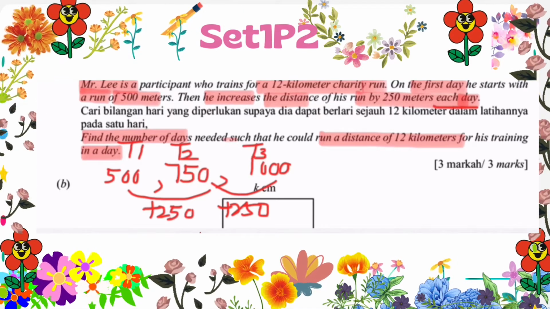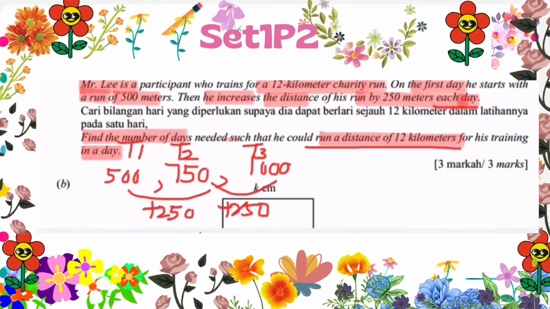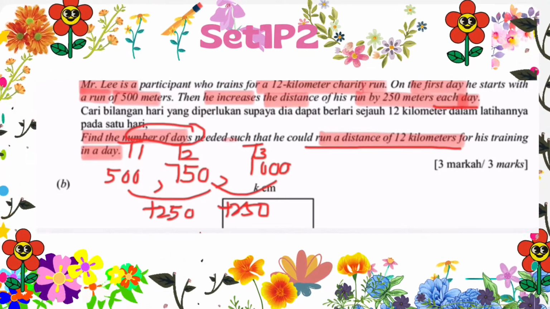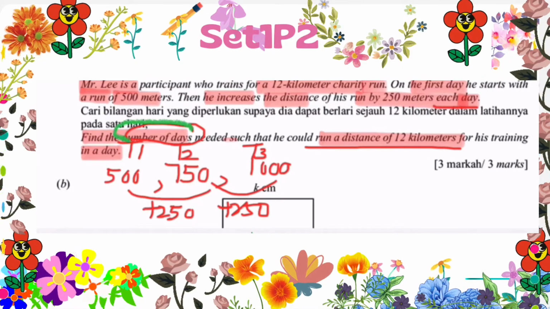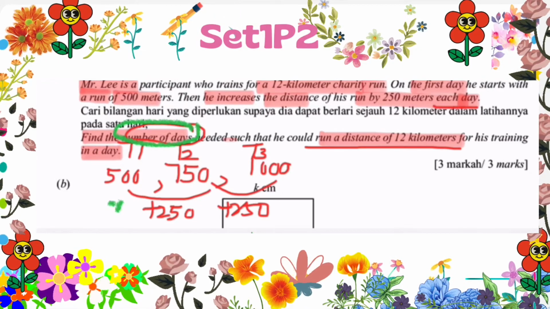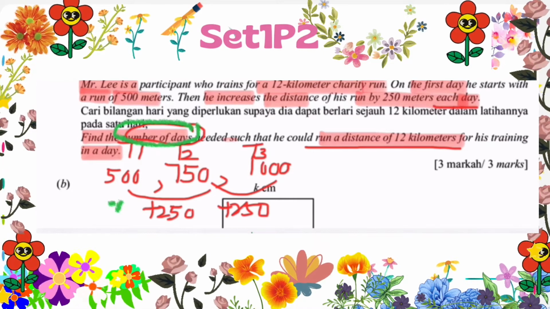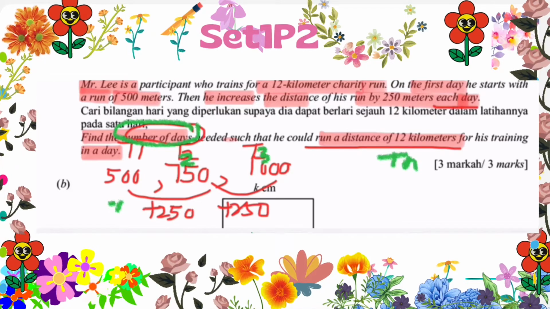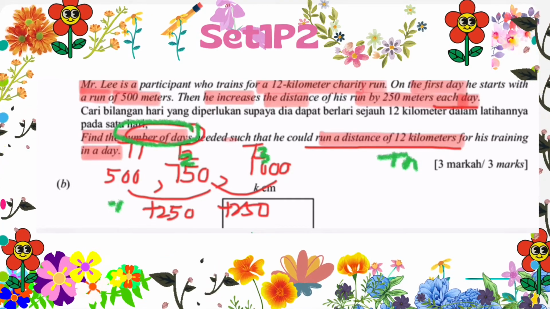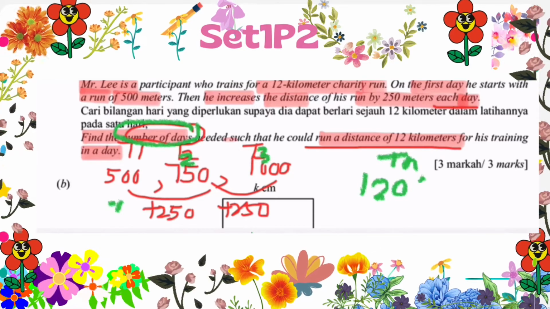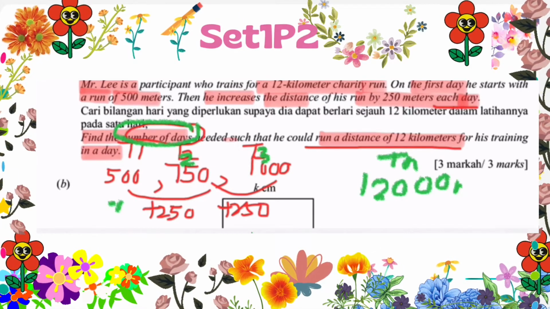Now the question is asking how many days, number of days, right? So if we want to find the number of days, that means this is the first day, T1, this is the second day, this is the third day. So it should be the end day, right? So the end day will be 12 kilometers, that means it's 12,000 meters.